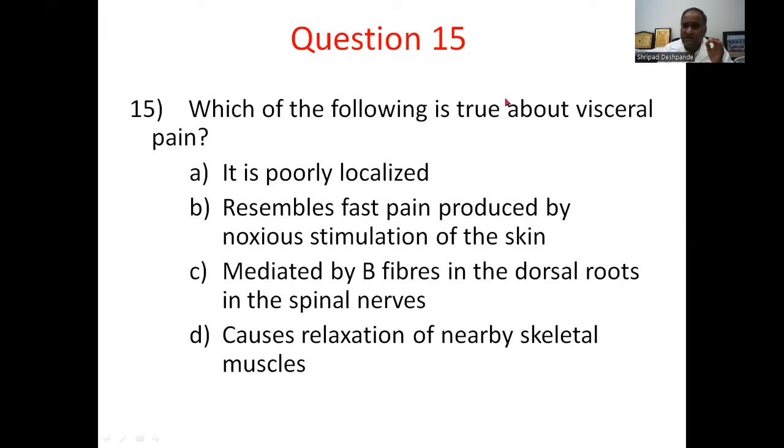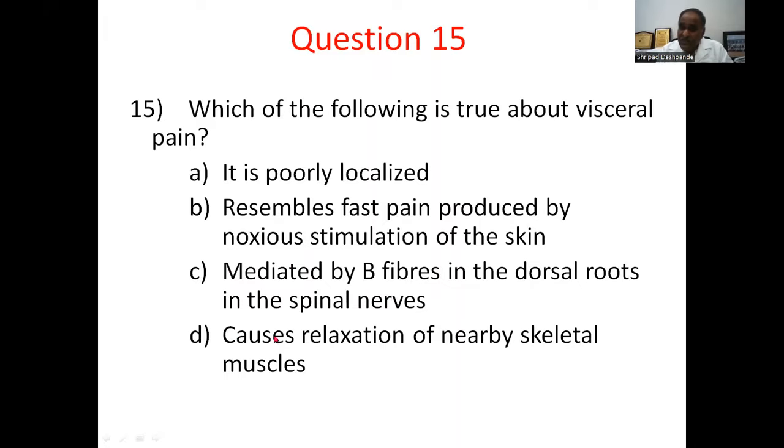So now let us discuss. Visceral pain is not a fast pain. It is a slow, dull, aching pain and discomfort produced by the viscera or distension in the viscera. It is not the fast pain. Option B is not correct. And the B fibers are the preganglionic fibers of the autonomic nervous system. So visceral pain is not carried by the B fibers, it is carried by other fibers. So this is also not a correct response.